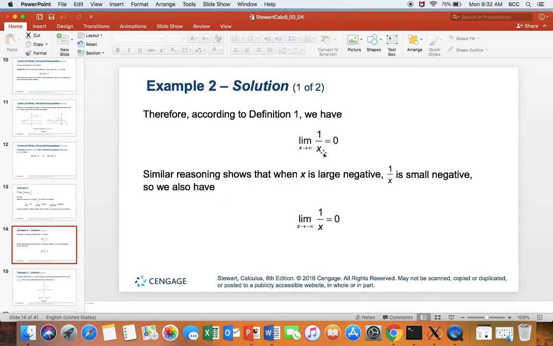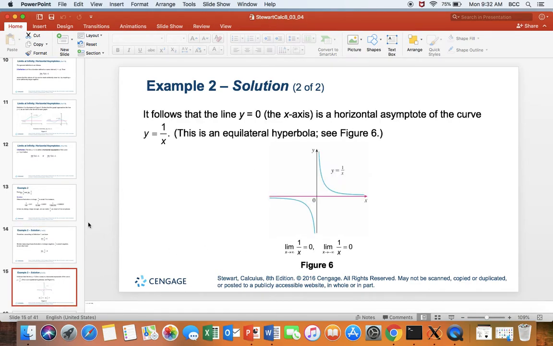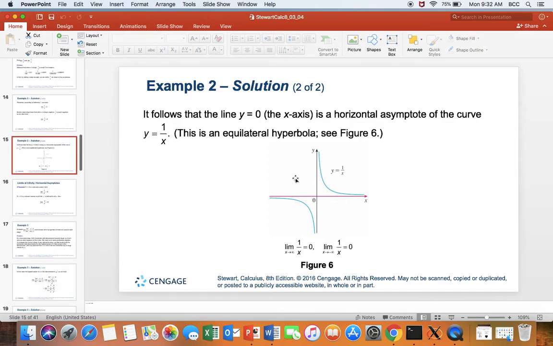Similarly, we can say that when x is large negative, we also approach 0. Therefore, the limit as x approaches negative infinity of 1 over x is 0. Here is the graph of 1 over x. All right. Notice as x approaches positive infinity, your graph approaches 0. Likewise, when x approaches negative infinity, your graph height tends to 0.